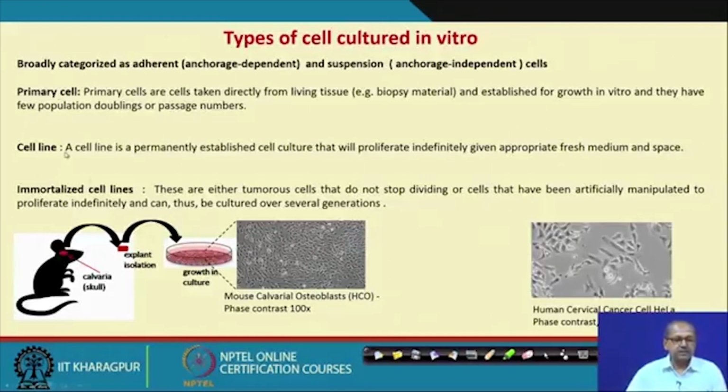And what are the cell lines? A cell line is a permanently established cell culture that will proliferate indefinitely given appropriate fresh media and space. Immortalized cell lines are tumorous cell lines that do not stop dividing, or cells that have been artificially manipulated to proliferate indefinitely and thus be cultured for several generations, meaning infinite lifetime unless you run short of nutrient media. So, this is the human cervical cancer cell HeLa, used in almost all labs. This cellular morphology shows it is a very much immortalized cell line.